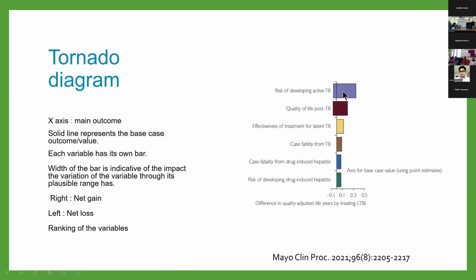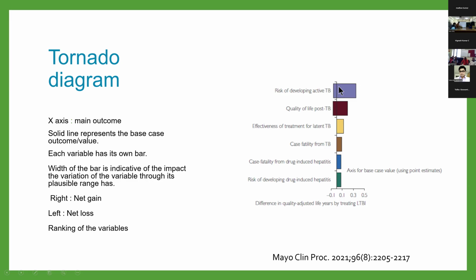And it is in descending order of size. So the variable which is the most uncertain is on the top, and the one on the bottom will probably make the least impact. What you should also watch for are things which have opposite effects. That is, they have an effect here and here.